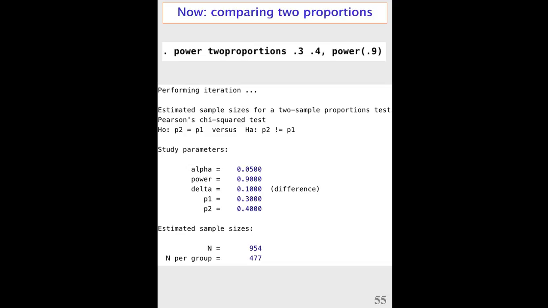And we get here, well, let's see, our alpha of 0.05, our power of 0.9, the difference, delta, of 0.1 here, and the two separate probabilities that we are comparing. And that leads to a sample size of here, 954.